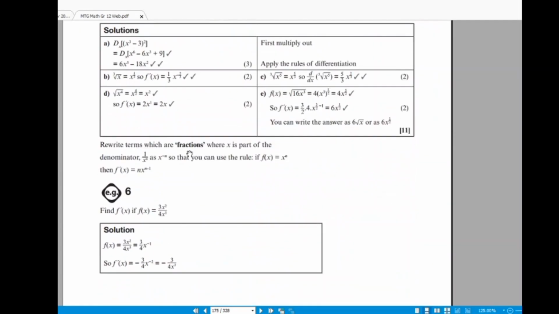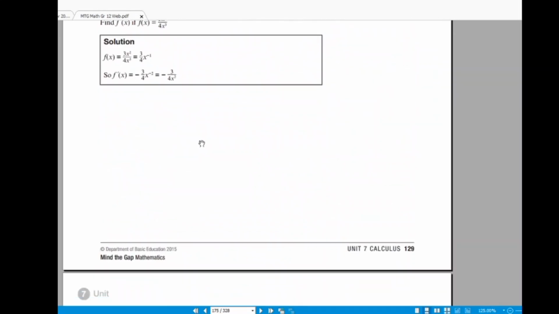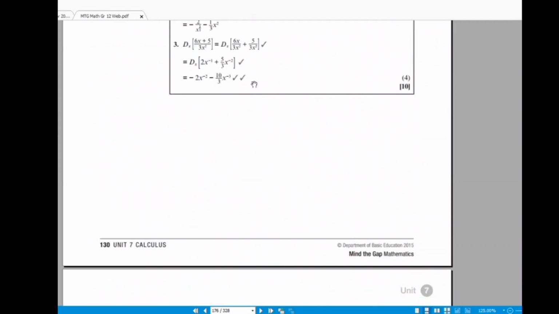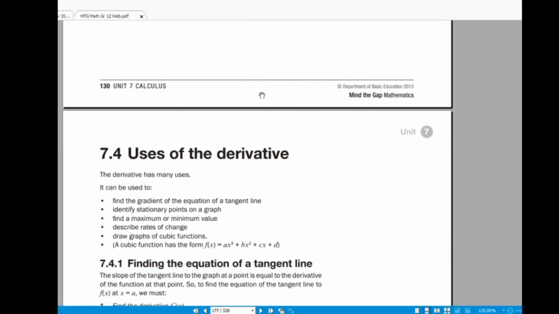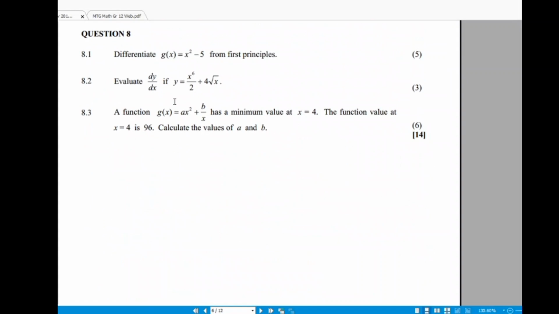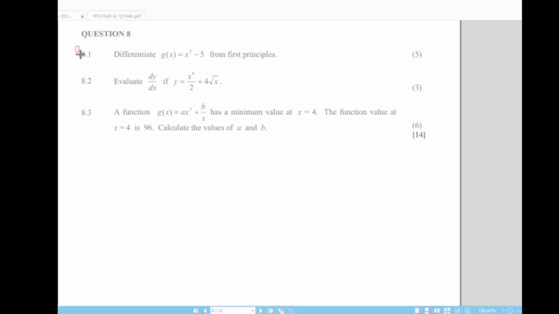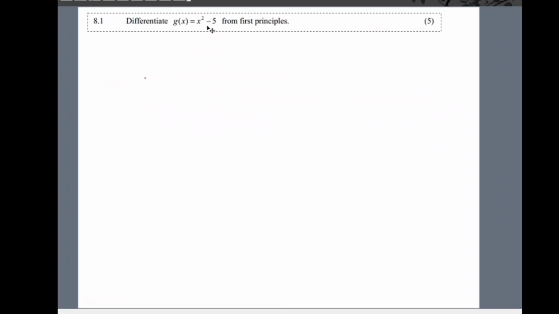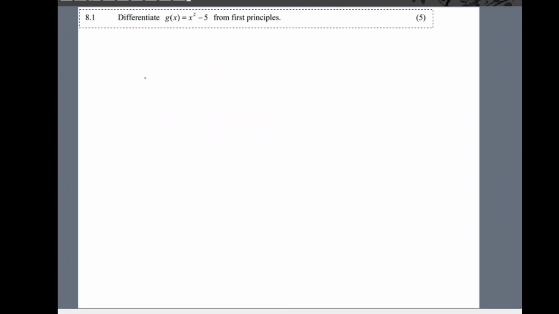So yeah, I think that's all there is to differentiation and derivatives. Now let us look at the questions that I sent and said you guys have to do, right? We have question 8, which says differentiate this function from first principles. So we're just going to copy question 8. We have this question which says differentiate this function from first principles.